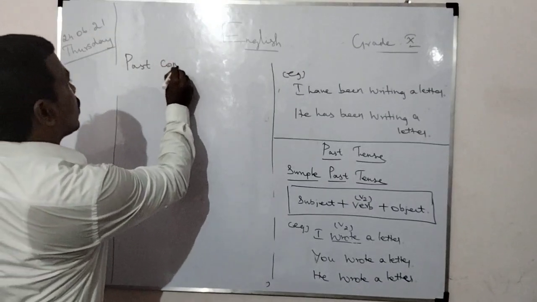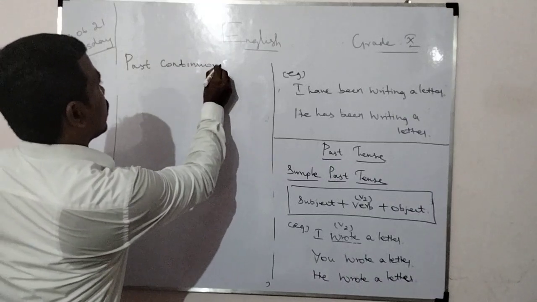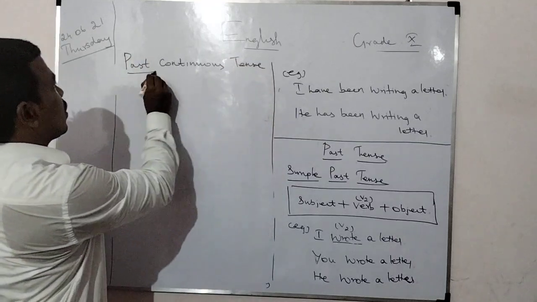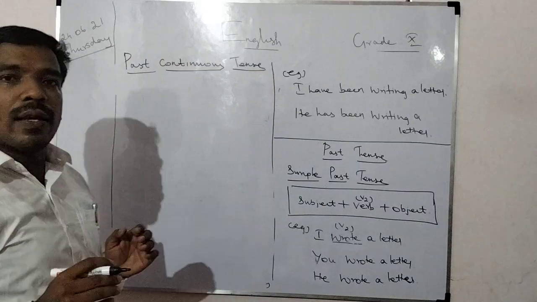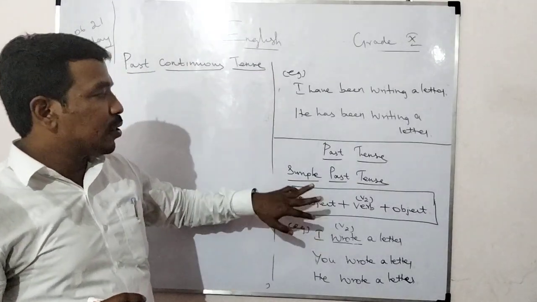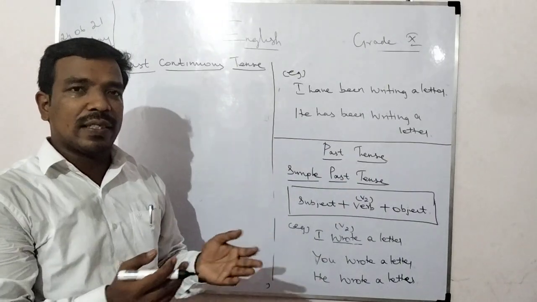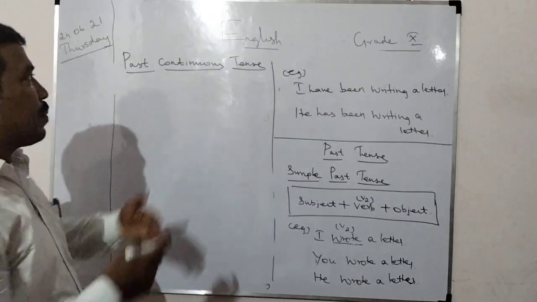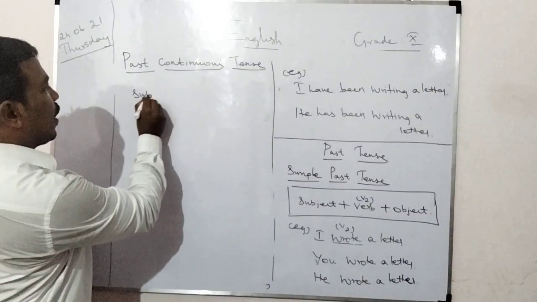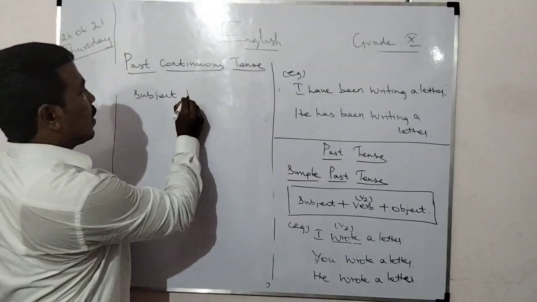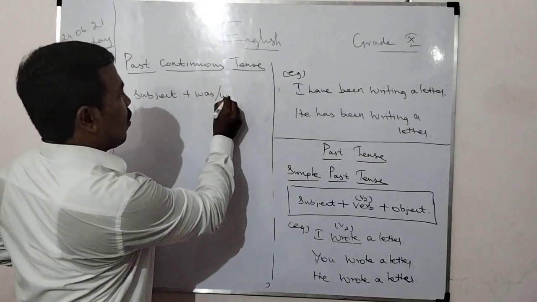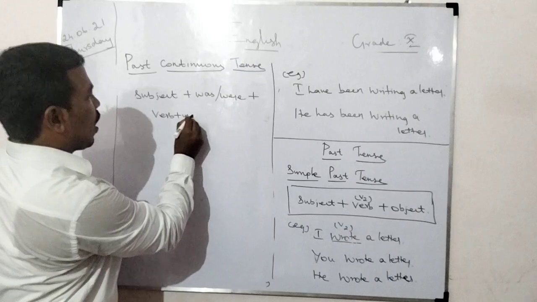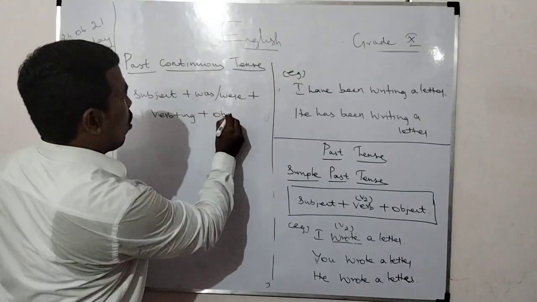The next one is past continuous. Past continuous tense. Whenever you are learning, do a comparison study. What is the difference between simple past tense and simple present tense? Very easy. Only the verb will change. Present continuous and past continuous: what changes is am, is, are. Instead of that we use was or were. Subject plus was or were plus verb plus ing plus object.